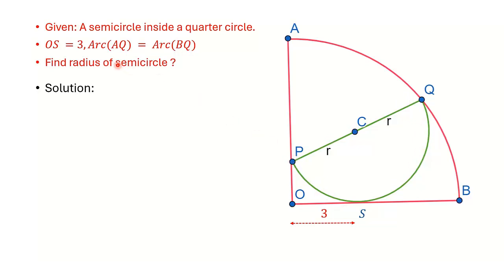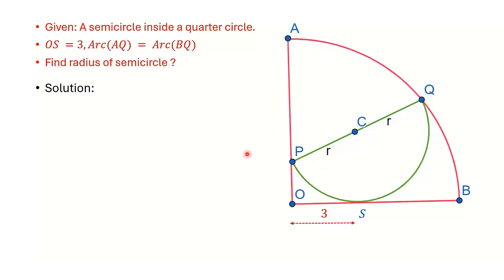And it is also given that arc length OAQ, that is this length, is equal to arc length BQ, that is this length. Then we have to find the radius of the semicircle. So CQ is the radius, CP is also a radius, let's call this R. Then we have to find the value of this R, that is the radius of the semicircle.